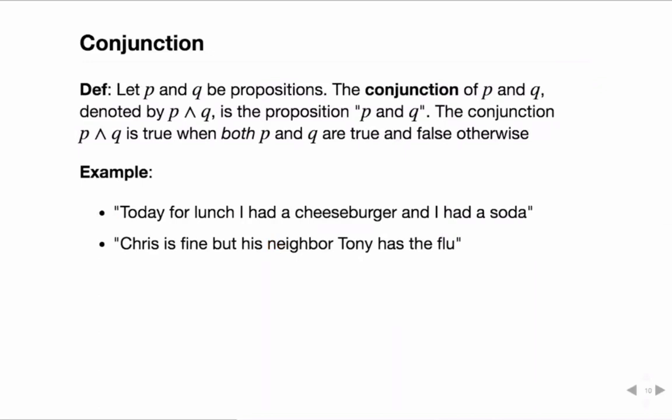Here's another example. Chris is fine, but his neighbor Tony has the flu. So this is again a conjunction. It looks a little bit different, but if we look at it, we'll see that it's a conjunction of the proposition Chris is fine, so let's call that P, and his neighbor Tony has the flu, and let's call that Q. And so together this is represented by the conjunction P and Q.